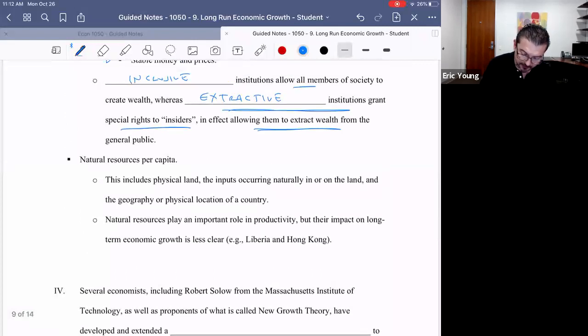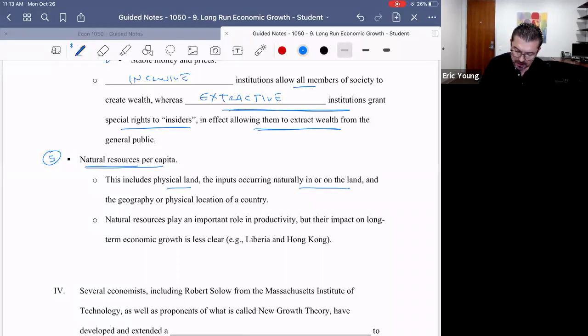And finally, our fifth and final ingredient to economic growth would be natural resources per capita. You recall that the resources included land, labor, capital. Here, we're talking about the land resources. Natural resources per capita include physical land. They include the inputs that occur naturally in that land or on it, things like iron ore and timber, and in some places now specific minerals and compounds needed for high-tech manufacturing, silica, all these other things that you need to produce capital. Those are land resources.